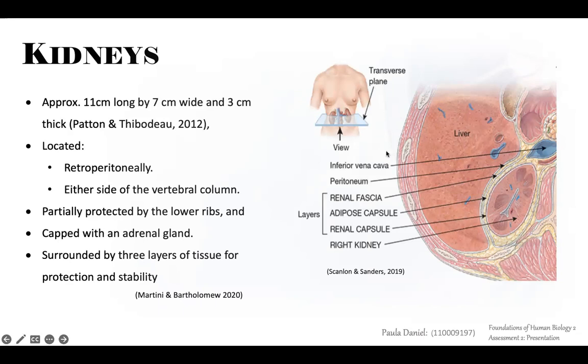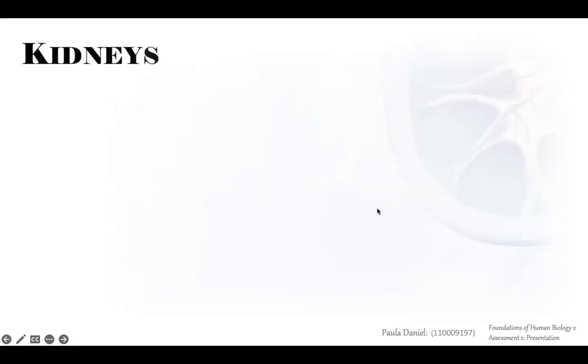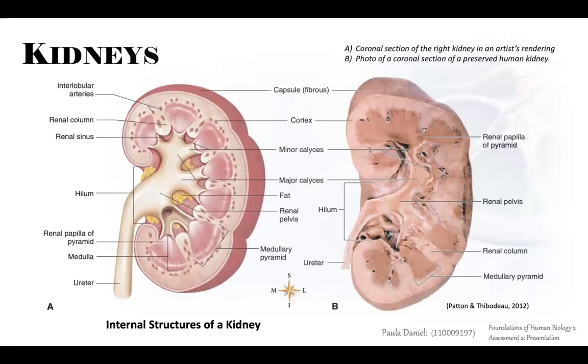They're surrounded by 3 layers of tissue, making a fibrous capsule that provides protection and anchors the kidney to surrounding structures. The main internal structures of the kidneys are the renal cortex and the renal medulla. Medullary tissue forms renal pyramids, and the papilla at the tip of each pyramid releases urine through multiple ducts into a cup-like structure called a calyx.